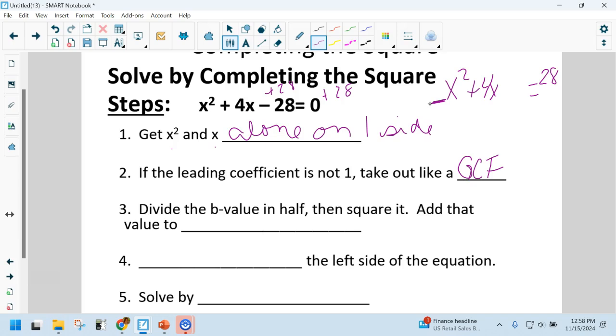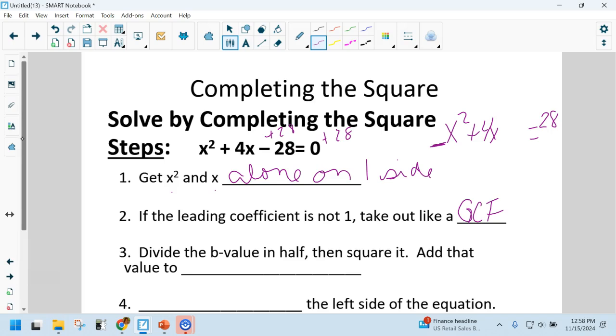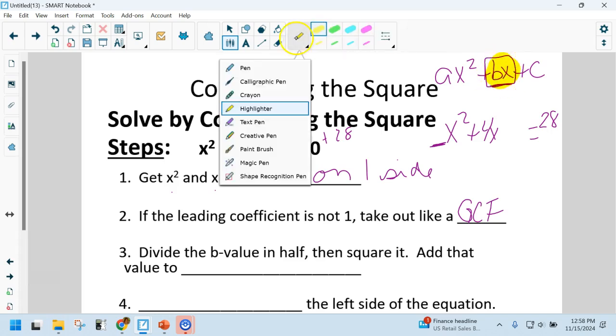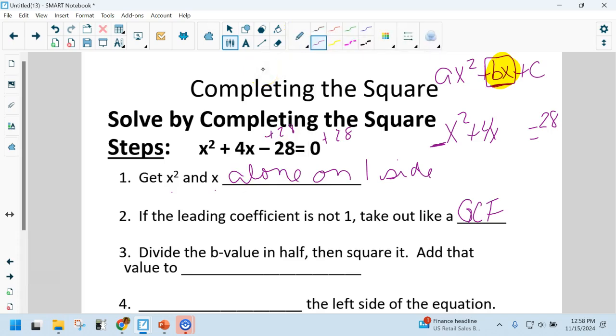Okay. So then what we're going to do to complete the square is we're going to divide what we call the b value in half. If you remember in Algebra 1 talking about quadratics, you had an ax squared, a bx, and a c. So the b is this middle term here. That's the one we are referring to, that we are going to divide that value by 2. We're going to cut it in half, and then we're going to square that value and add that value to both sides.